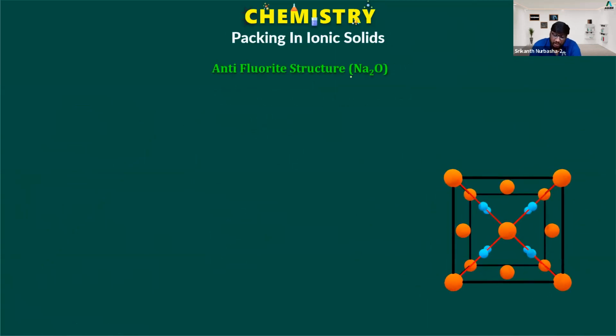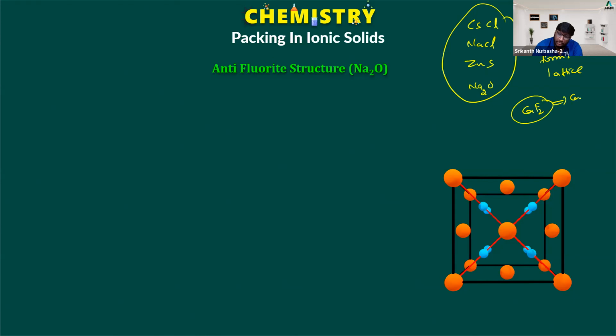As I was saying, the next structure is anti-fluoride structure. First try to figure out which will form the lattice. As I have told you, in Na2O, which will form the lattice? Na or oxygen, O2 minus? As I have told you, in NaCl, ZnS, Na2O, anions form the lattice. In CaF2, cations form the lattice.